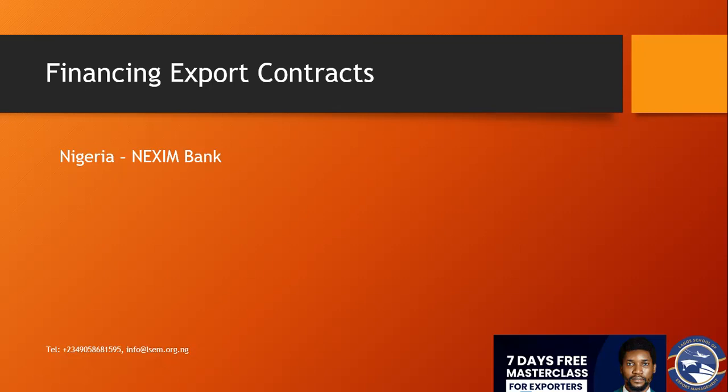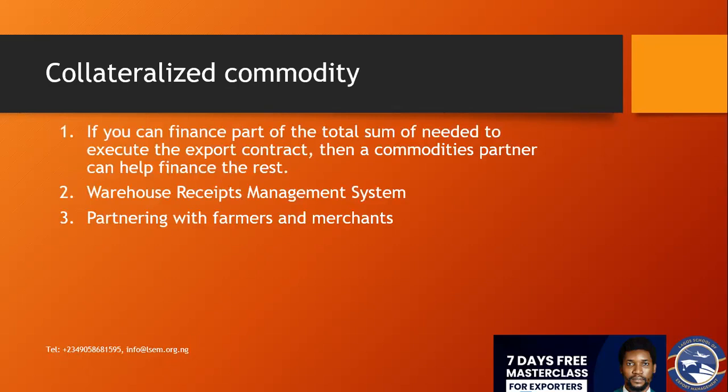Okay, so let's say you have everything, but you don't have the letter of credit and you don't have a real estate option that you can use as collateral. What other things can you do? That's where the concept, or the idea, of collateralized commodity comes in. I already mentioned collateralized commodity in our previous classes. The way it works is you are able to finance part of the total sum that you need to purchase commodities.